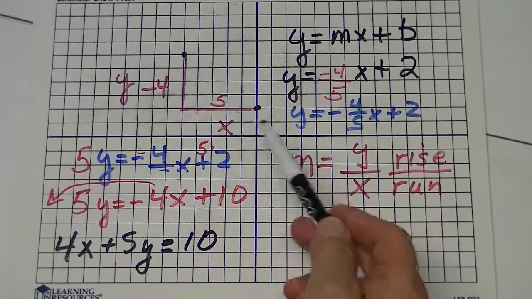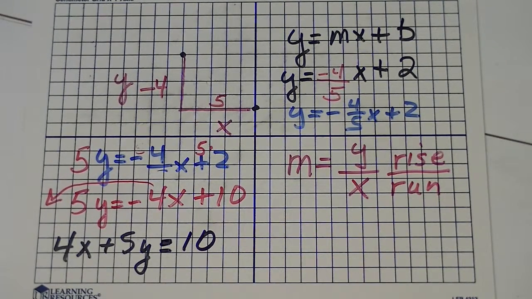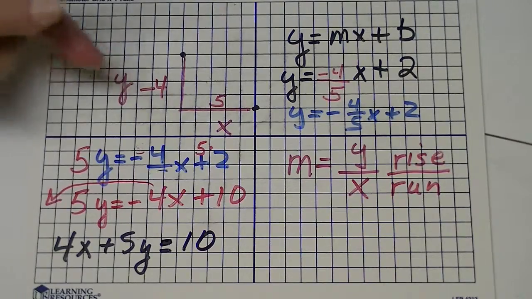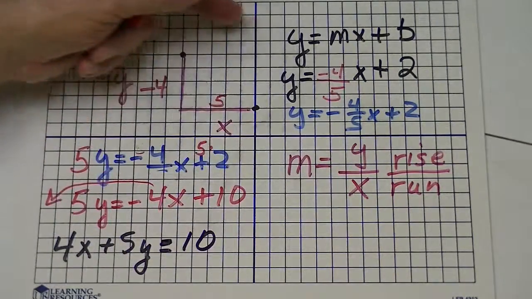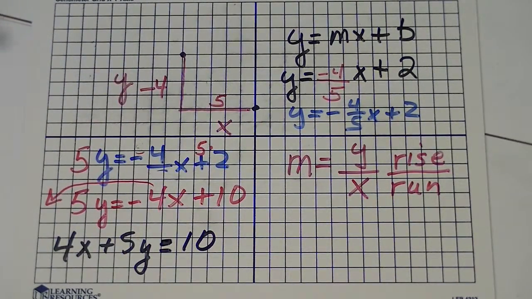So we're going to have you do something like this on your whiteboard. 1 point along the y-axis, and then 1 point anywhere else, and then follow this model.